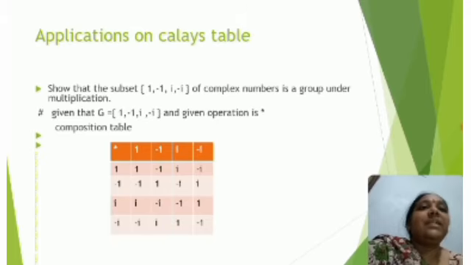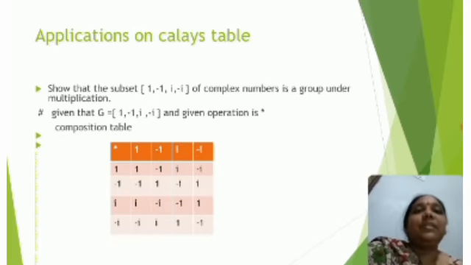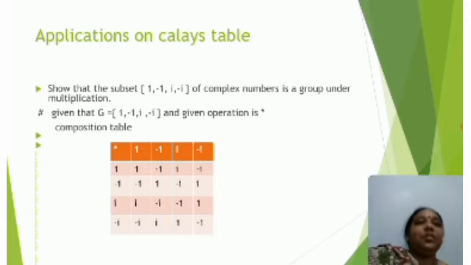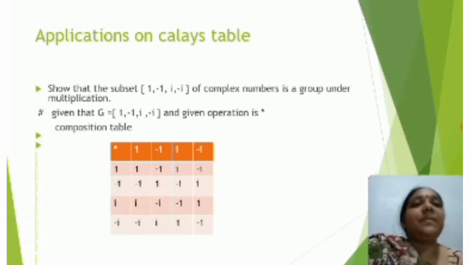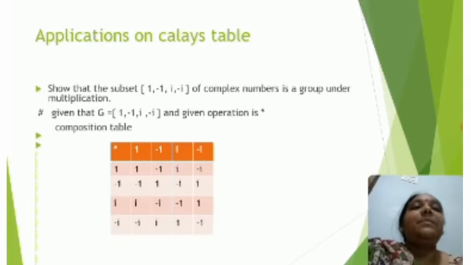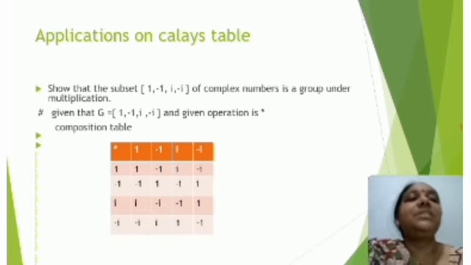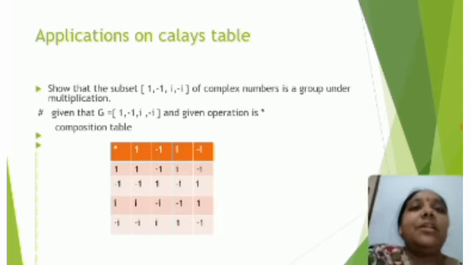Now an application on the composition table, we will see. What is the application? I will read it out. Show that the subset {1, -1, i, -i} of complex numbers is a group under multiplication. We have to check whether this subset of complex numbers, the fourth roots of unity, that is nothing but 1, -1, i, -i, is a group or not under multiplication. Here I am taking the set G as G = {1, -1, i, -i}, and the binary operation is multiplication.